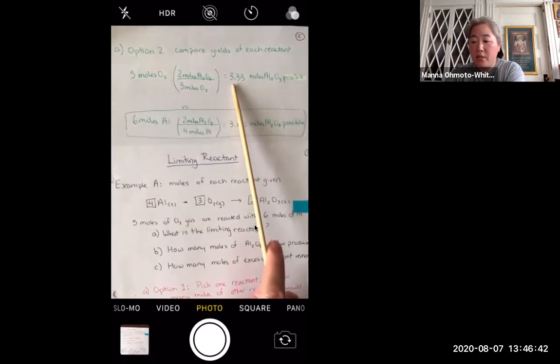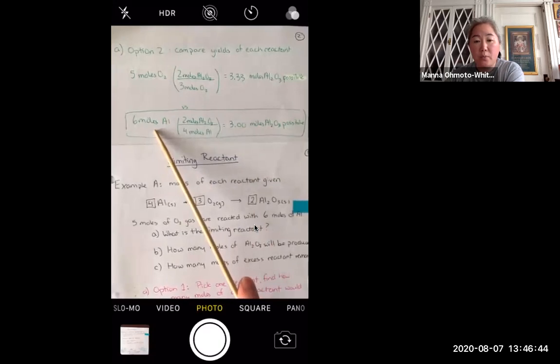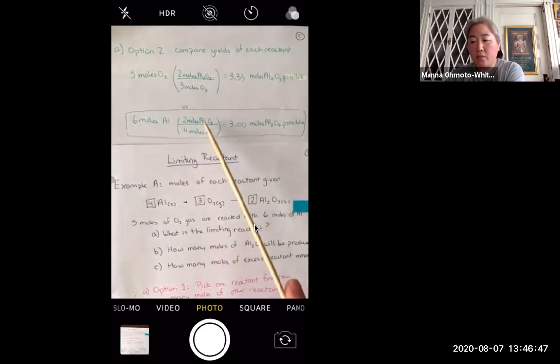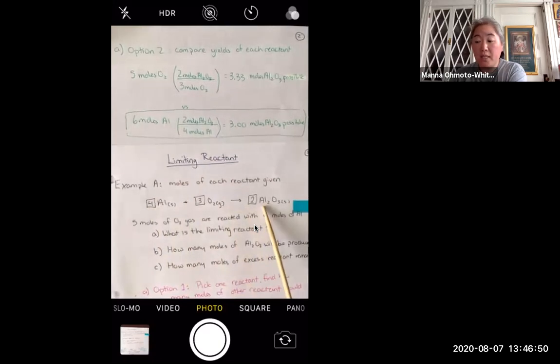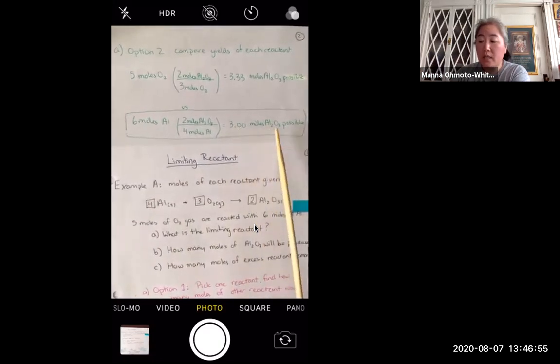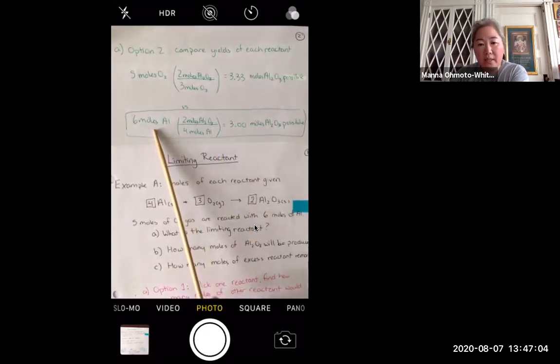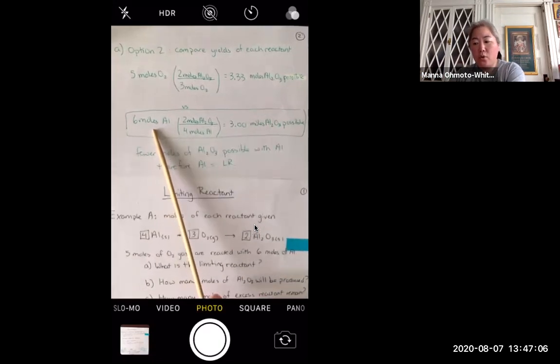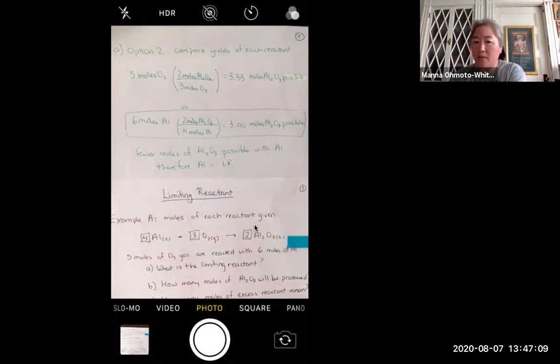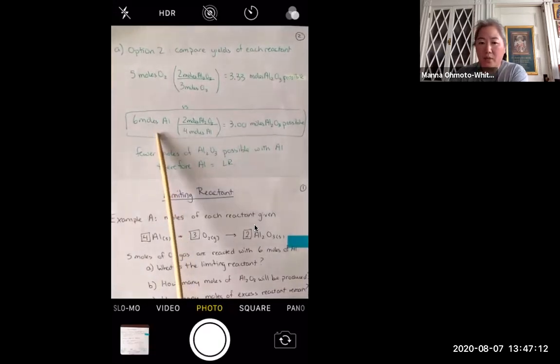And then compare it to if I used my 6 moles of aluminum. Using my mole ratio of aluminum creating aluminum oxide, if I could use up all the aluminum, I can only make 3 moles of aluminum oxide. So what's preventing me from making the maximum amount of aluminum oxide is my aluminum, so my aluminum is my limiting reactant. Whether you choose option 1 or 2, you're going to end up with the same answer: aluminum is the limiting reactant and oxygen is the reactant in excess. Fewer moles of aluminum oxide are possible from aluminum, so aluminum's the limiting reactant.